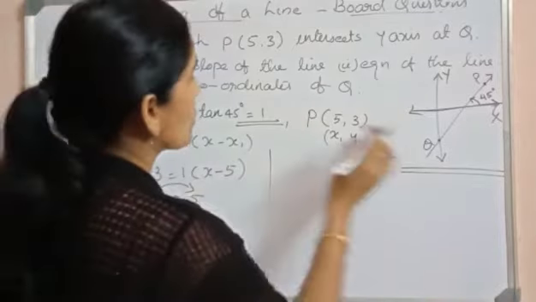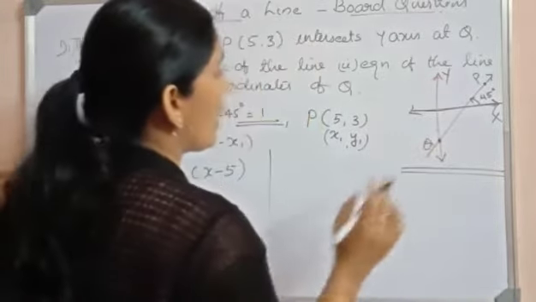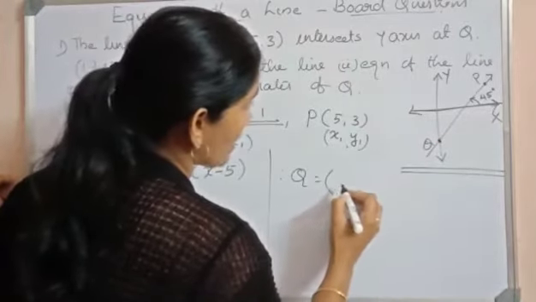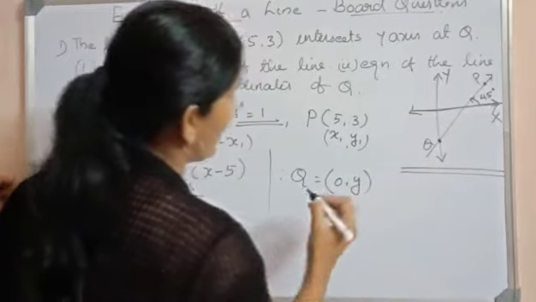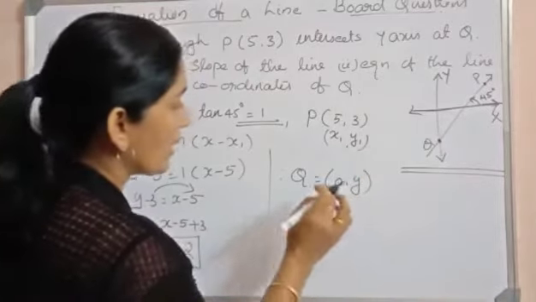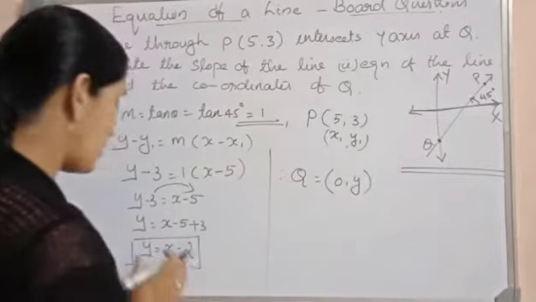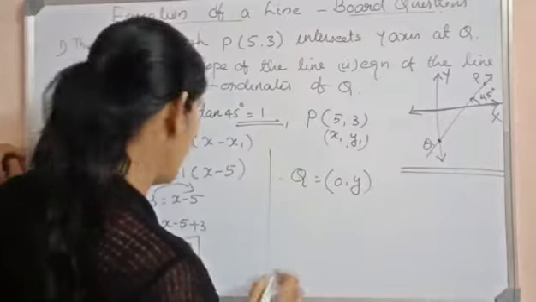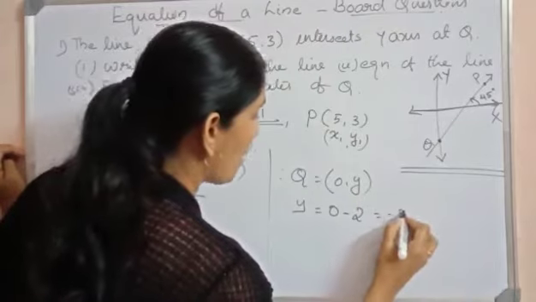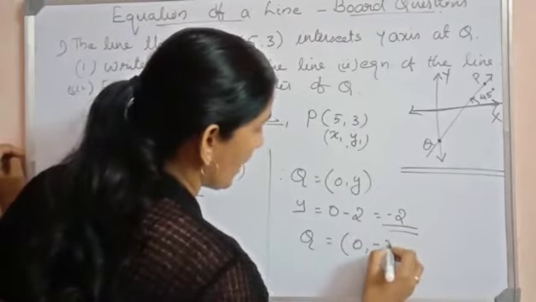Now, the last part of the question is to find the coordinates of Q. We know that the point Q is lying on the y-axis. Therefore, since it's on the y-axis, the coordinates are (0, y). Now, the line y is equal to x minus 2 is passing through this point Q, so we can say that the point Q satisfies this equation. Substituting the values, we will get the value of y here. So, y is equal to, the value of x is 0, 0 minus 2, and that's equal to minus 2. Therefore, the coordinates of Q is (0, minus 2).